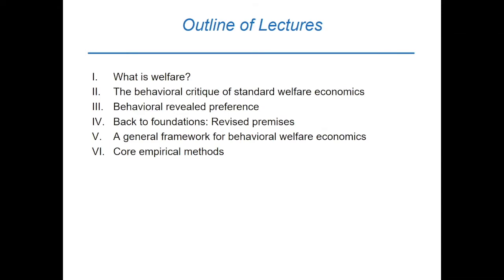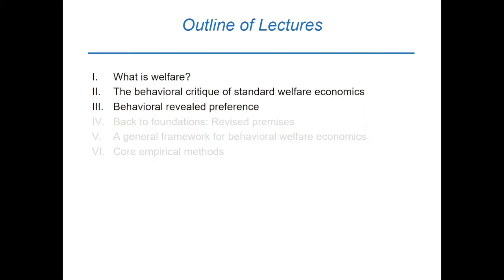Next, we'll consider a method that I call behavioral revealed preference, which is the first approach that naturally occurs to an economist. And after discussing some problems with that approach, problems that are potentially quite severe, we will return to the foundations of welfare and try to formulate revised premises upon which to build a general framework for behavioral welfare economics, which is the 5th topic. And then after covering that general method, I'll then turn to some core empirical methods, which begins to cross over into applications, but we won't be studying any of those applications in detail. In this first lecture, I'll be addressing topics 1, 2, and 3.